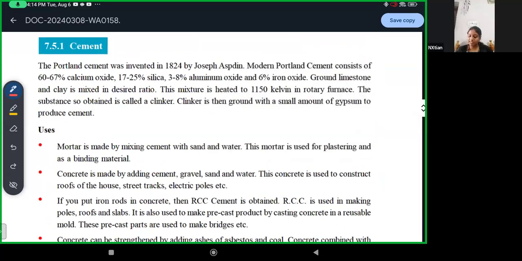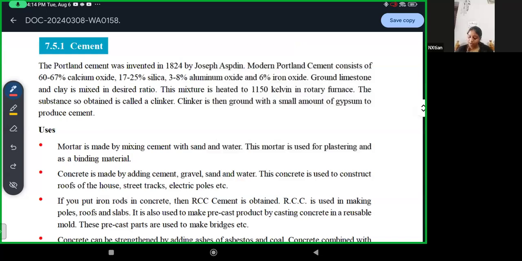So let's talk about cement. Now, this is the person who invented cement. Have you ever heard of him before?